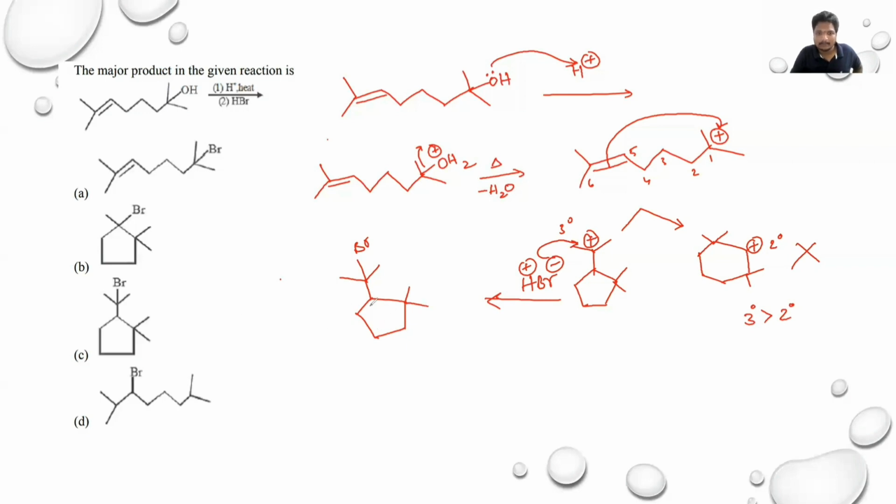So this is our product. If you see option number 3, that is option C, that is our product. So this is the correct option. Is it clear to all of you? Shall I move on to the next one?